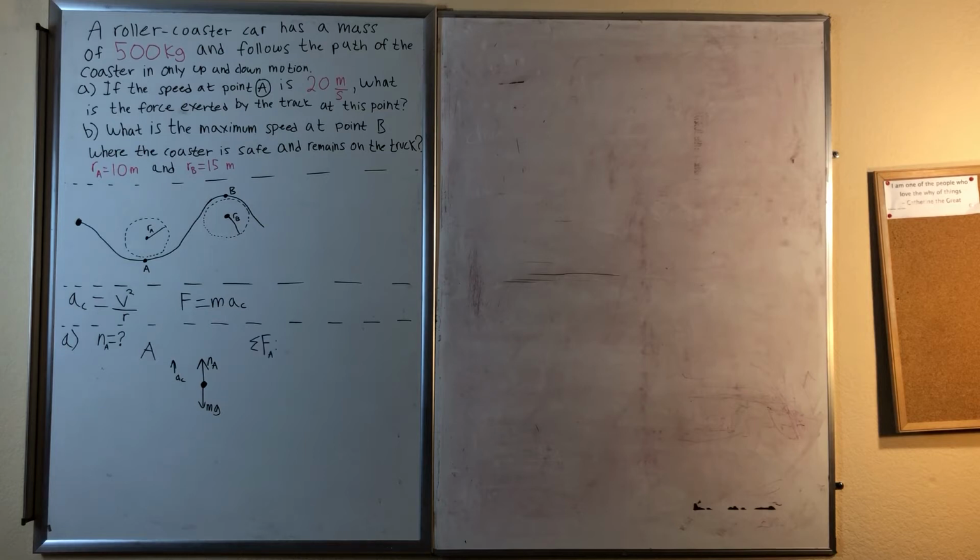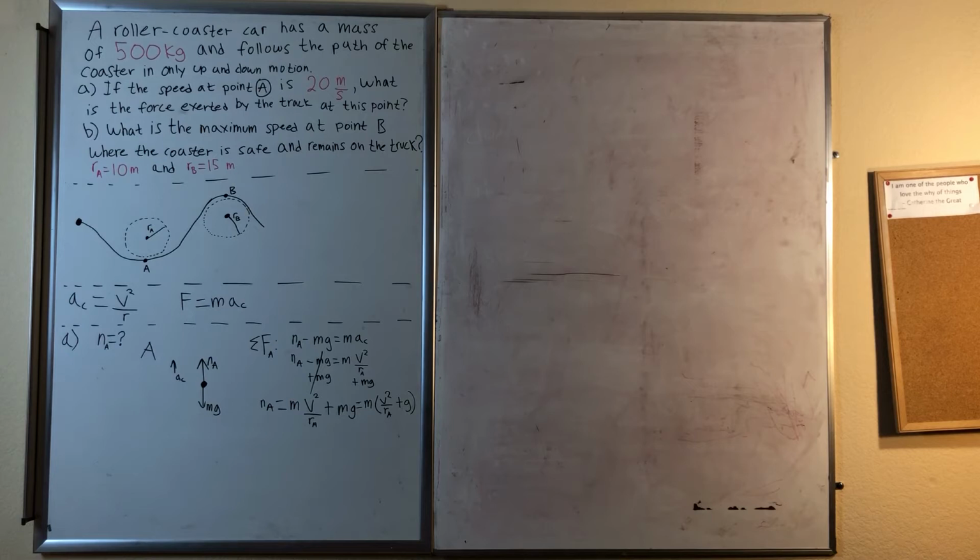The sum of forces for point A is normal force of A minus mass times gravity equals mass times centripetal acceleration. Substituting for centripetal acceleration, n sub A minus m times g equals m times v squared over r sub A. Add m times g to both sides, and cancel on the left to get n sub A equals m times v squared over r sub A plus m times g. On the right side, both terms have a mass, so factor 1m out to get m times v squared over r sub A plus g.